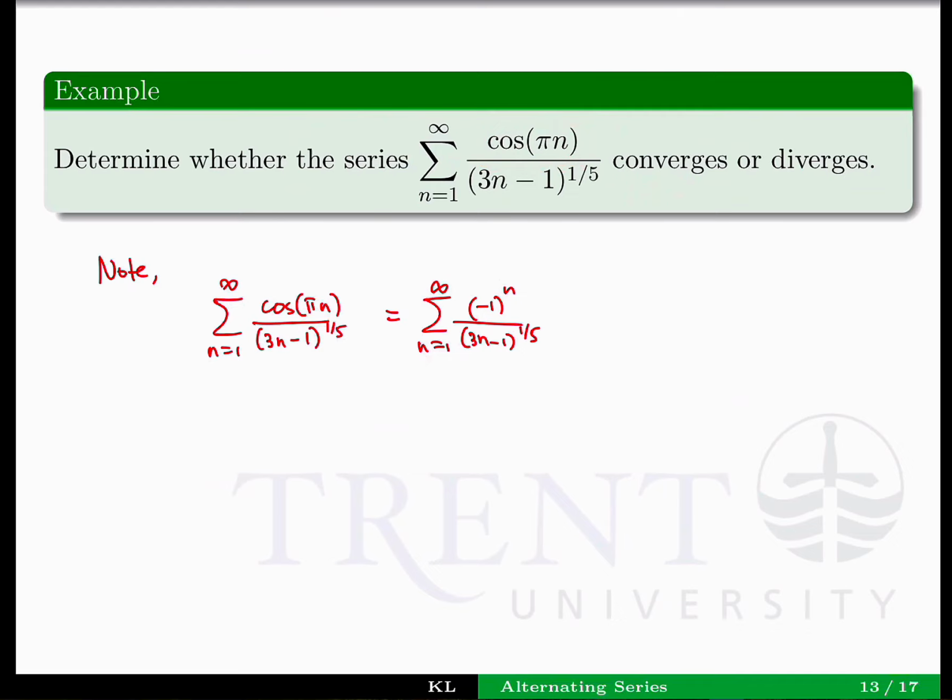And the terms of the series is simple. In fact, you can just write Bn as 1 over 3n minus 1 raised to 1 over 5. And in here, they are all positive because your n starts with 1.